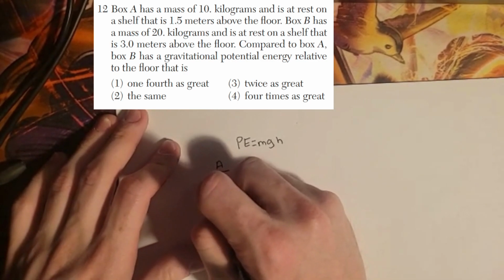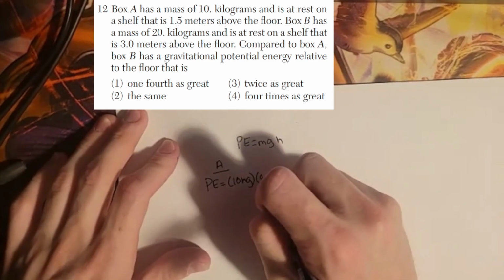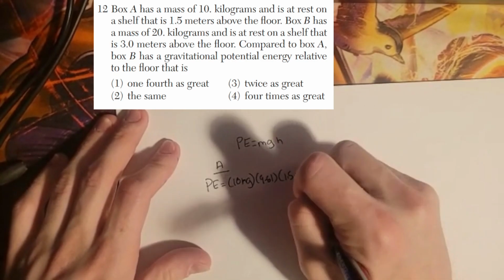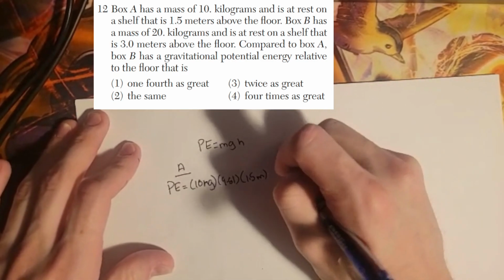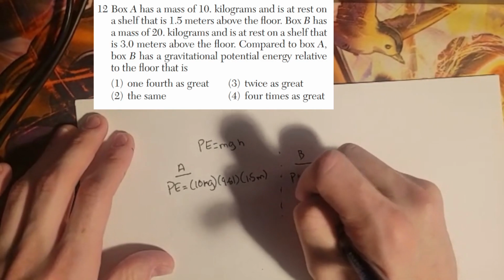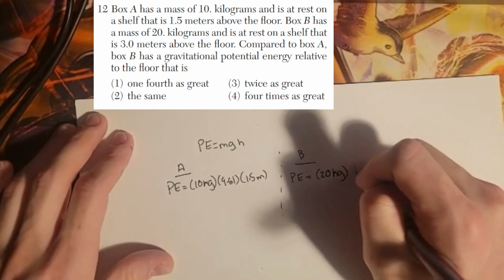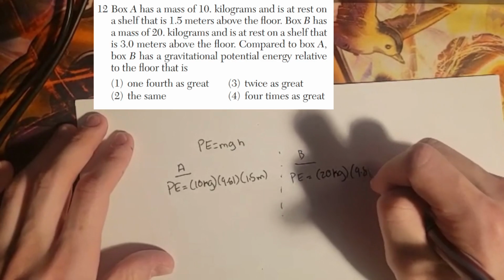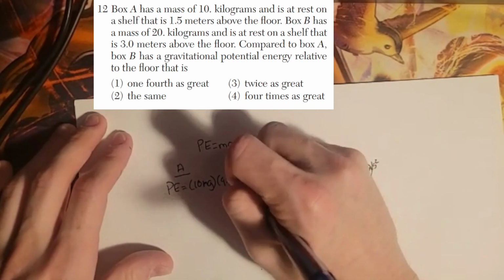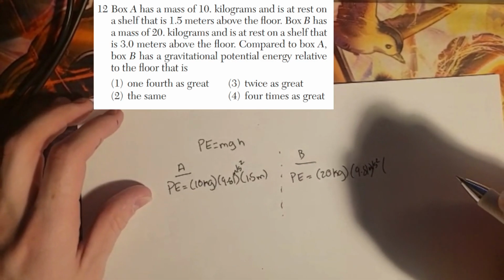So we have potential energy equals 10 kilograms times g, 9.81, times the height, 1.5. Do the same thing for B. We'll compare our two numbers. B says that we have a mass of 20 kilograms. G just stays as g, right? It's still 9.81 meters per second squared. I forgot to put my units here. Don't make the same mistake I just did. Put your units, meters per second squared, and times 3 meters.